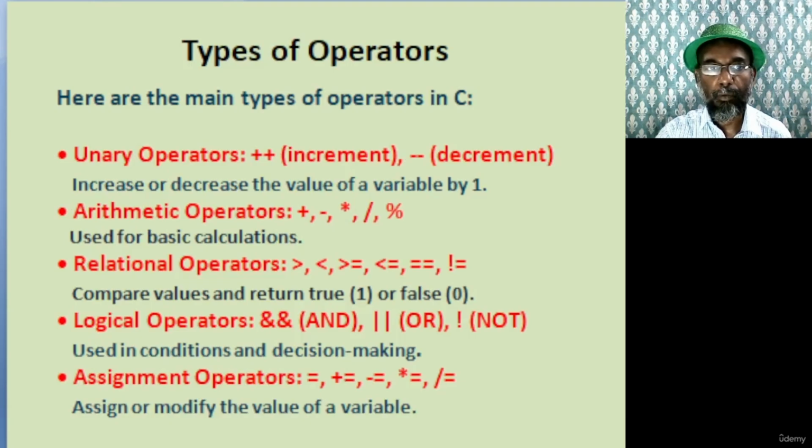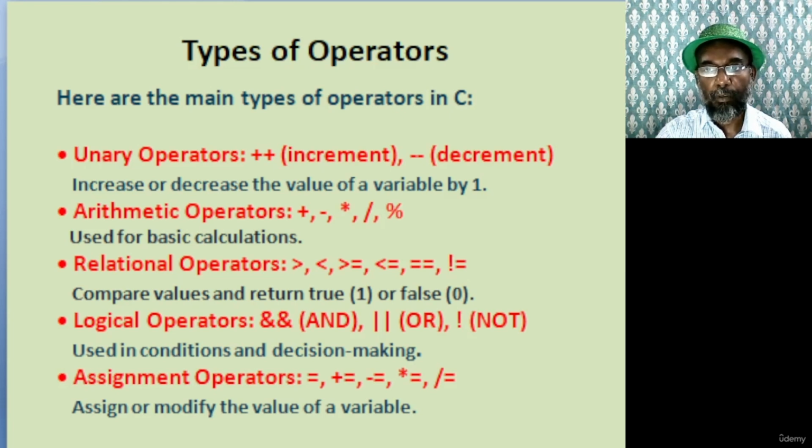Types of operators. C gives us several types of operators. Let us go through the important ones quickly with examples in mind. First one is unary operators, plus plus and minus minus. Plus plus increases a variable's value by 1, whereas minus minus decreases a variable by 1. Example, if x is equal to 5, then x plus plus makes it 6.